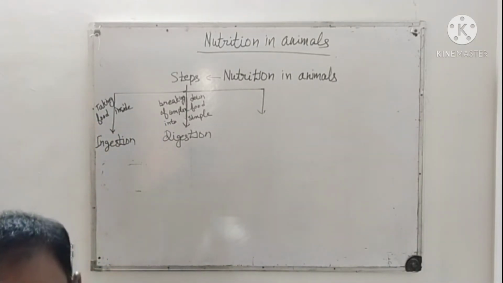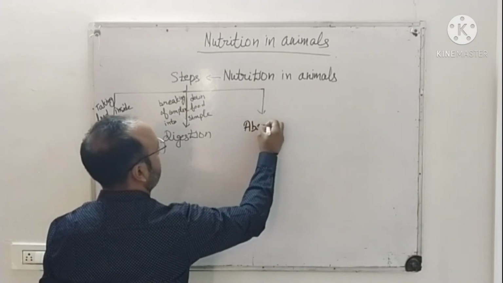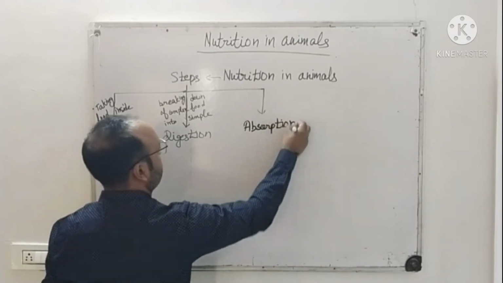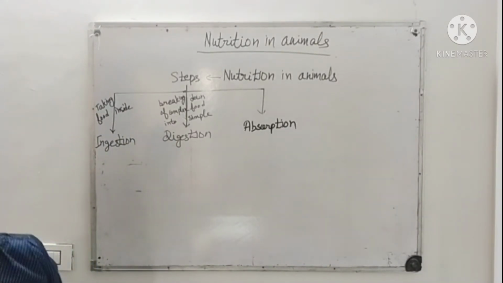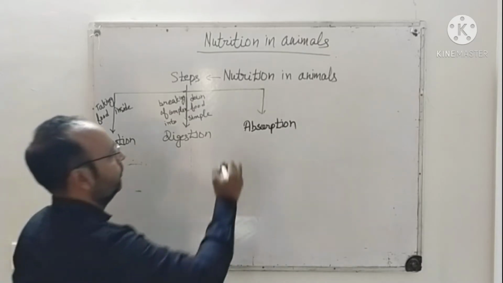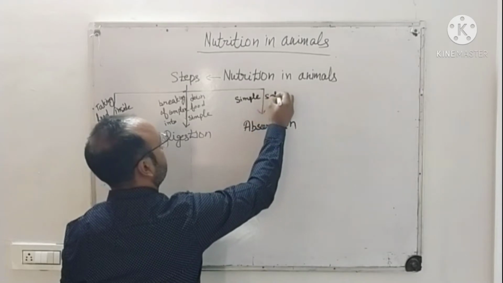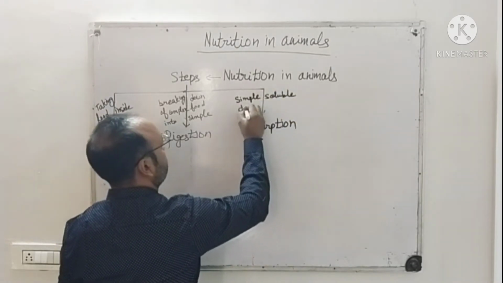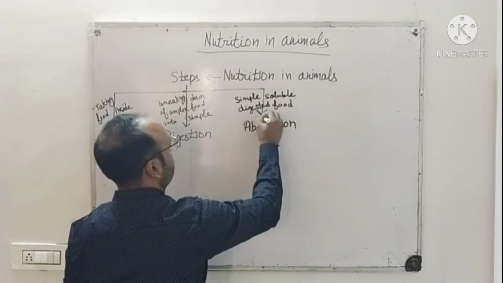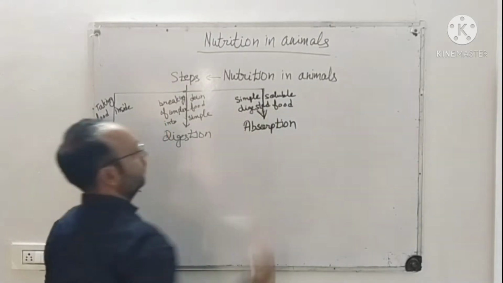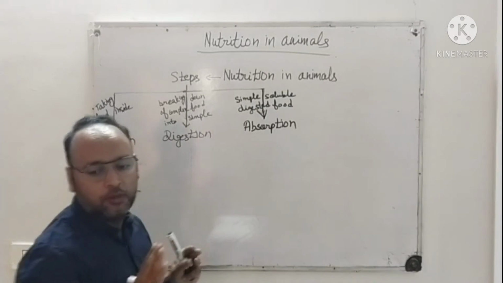The third one is absorption of simple food. That process we call absorption. Right? After digestion we have absorption. In absorption, the simple soluble digested food is absorbed. And we know how absorption takes place.